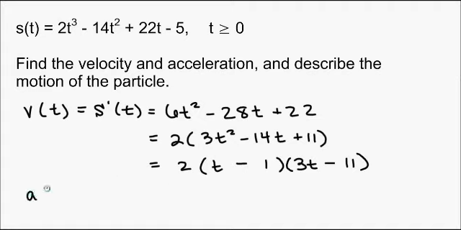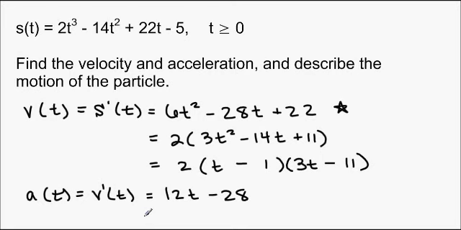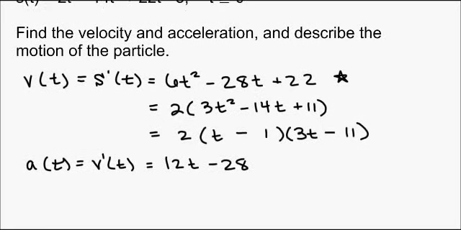Now, acceleration is the derivative of velocity. And I'm going to use this top line to find the acceleration. So 6 times 2 is 12t minus 28. Okay, and again I'm going to factor, so they have a GCF of 4. That's 3t minus 7 left.